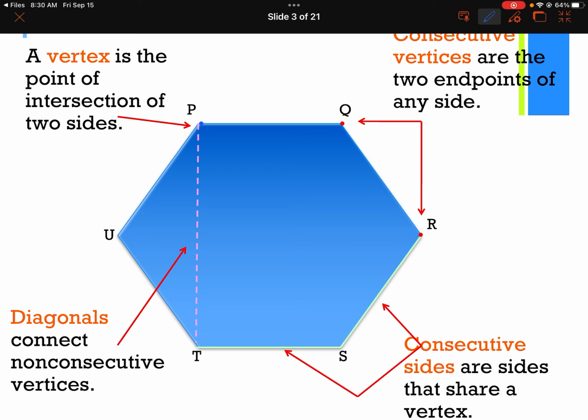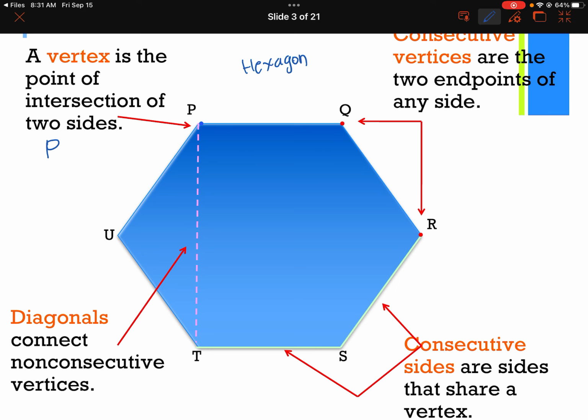Okay, so here's a review. This is a polygon. This particular polygon has 6 sides and 6 vertices. This is a hexagon. So I talked about 6 vertices. That's plural for vertex. A vertex is a point of intersection of 2 sides. For example, that point P that the arrow is pointing at, that's a vertex.